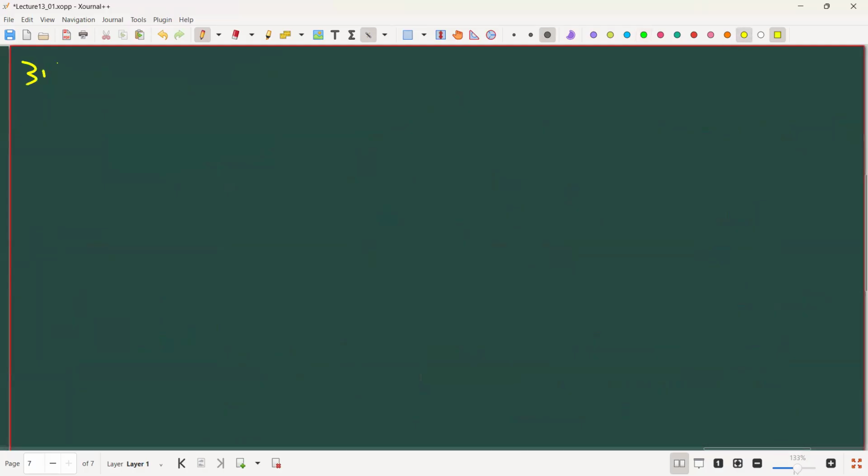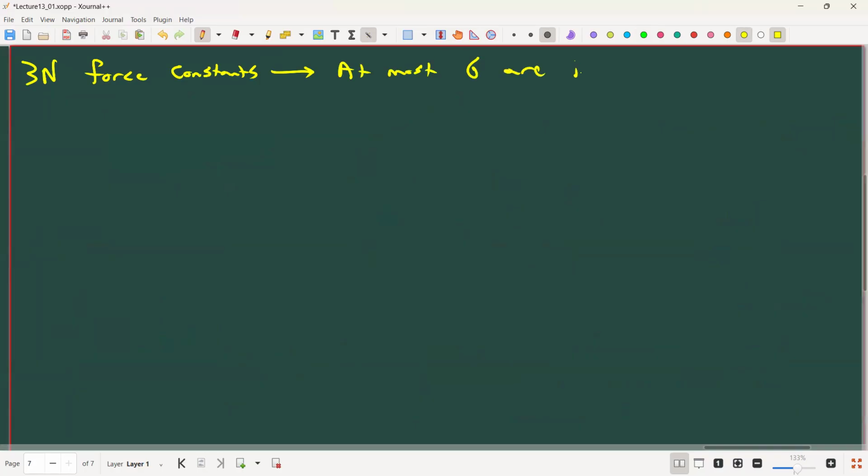So there are 3n force constants, but I'm going to claim that at most 6 are irrelevant. Right? Let's think about those. We've already talked about this a little bit.